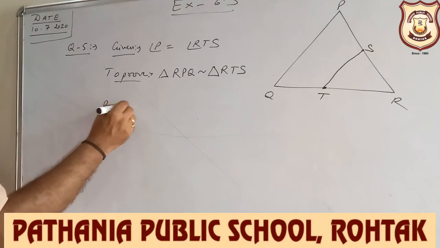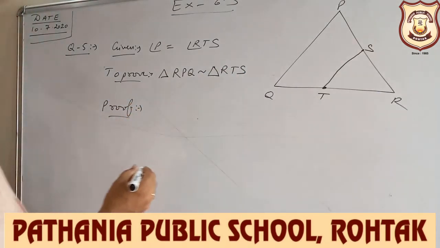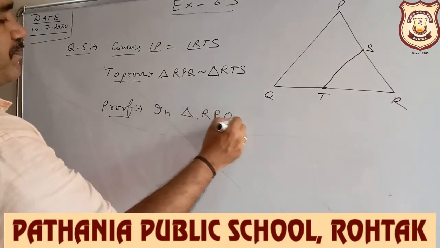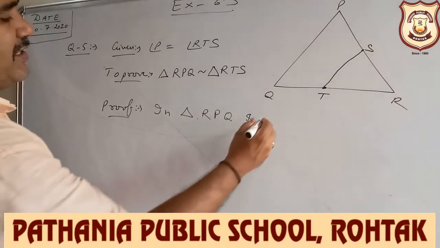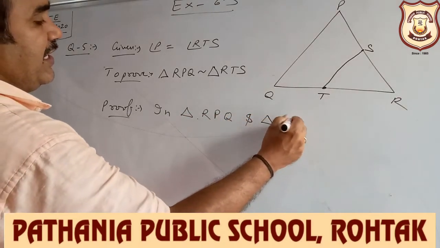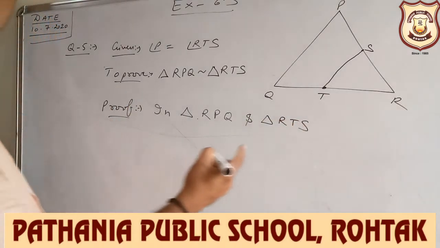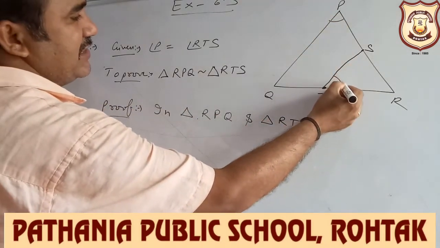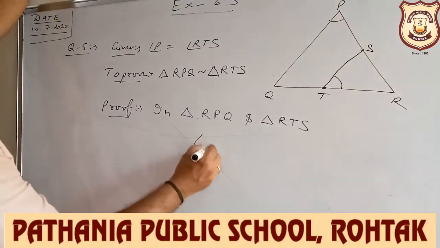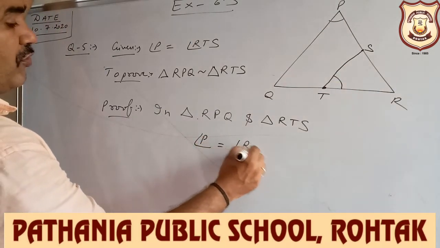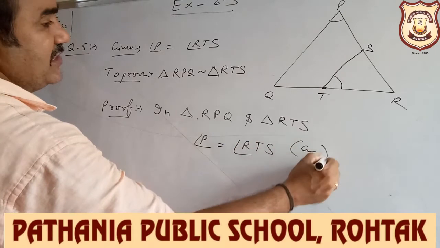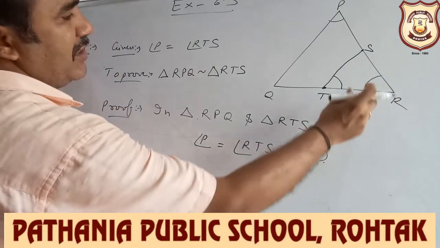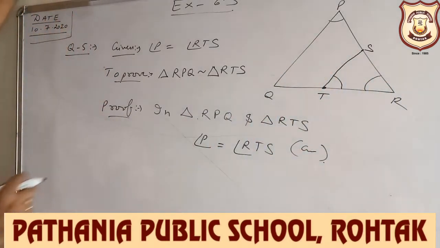Now proof. In triangle RPQ and triangle RTS, this one angle P is equal to angle RTS. Mention this one, angle P equal to angle RTS. It is given. This one angle R is common in the small triangle and in the big triangle.